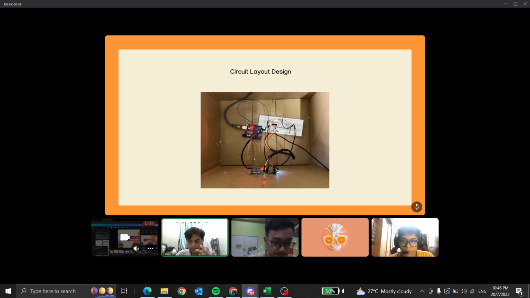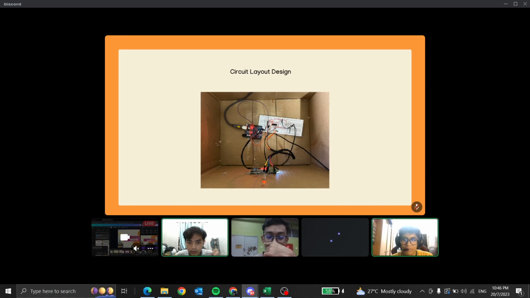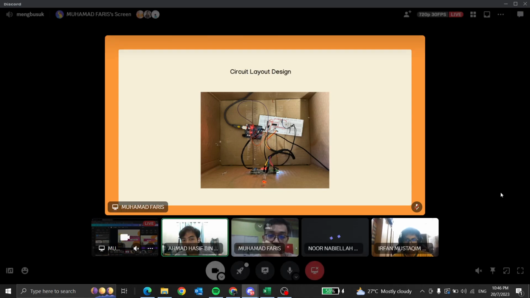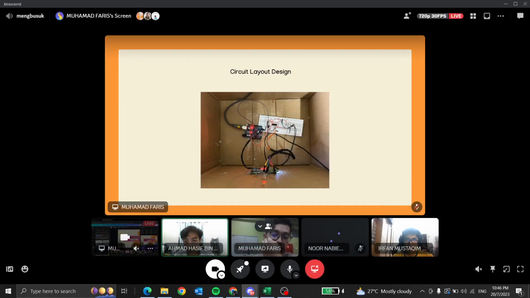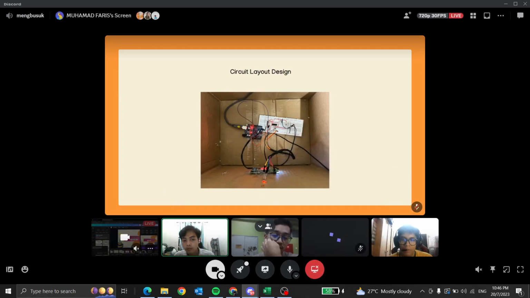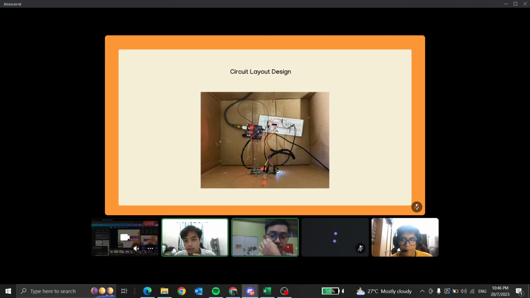Based on the circuit layout design, after passing through the signal conditioning system, the data will go to the data acquisition unit, which is the DAQ system. The DAQ system converts the analog signal from the sensor into digital format. The data will be used in the coding to perform the calculation and obtain the desired results, namely the voltage and the temperature value.